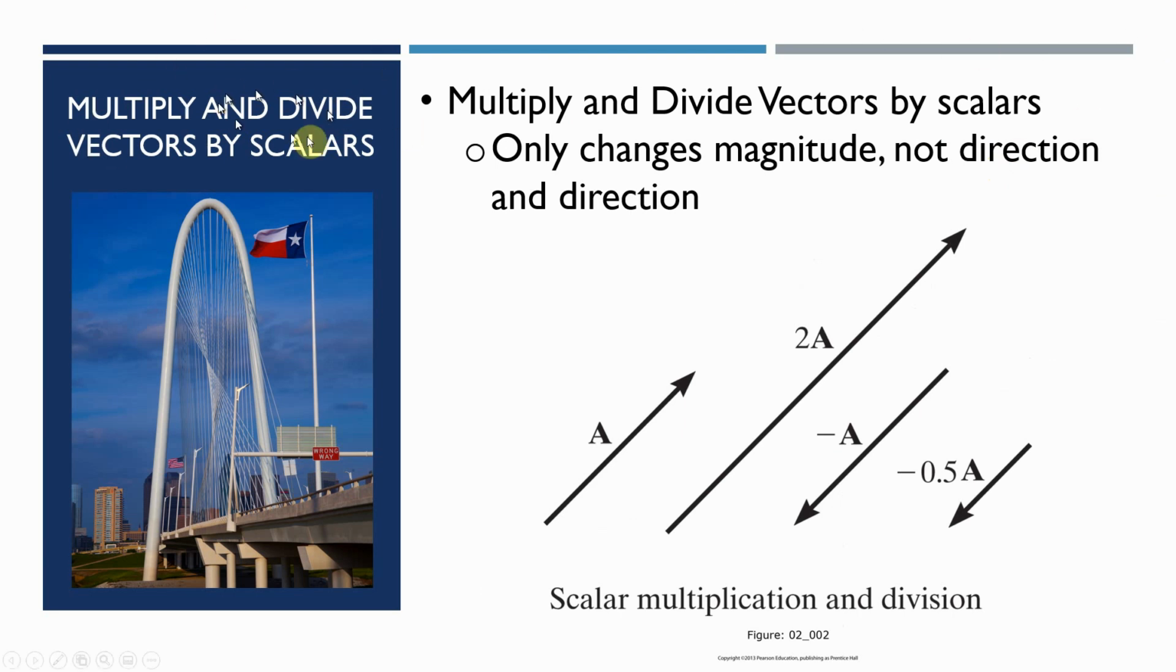Multiplying and dividing vectors by scalars. Scalars are ordinary numbers like 2, -1, -1/2, and so forth. It only changes the magnitude, not direction. When we draw a vector, we draw an arrow that's proportional to the length. So A is this long, 2A is twice as long, -A is A flipped around, half A is half as long flipped around. Opposite direction. Negative will just make it the opposite direction.